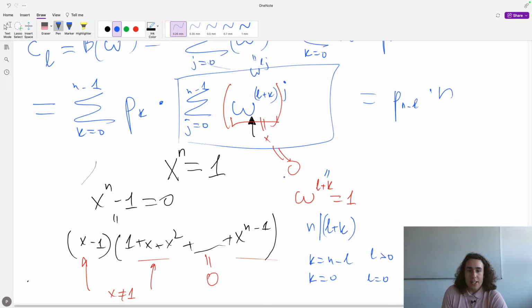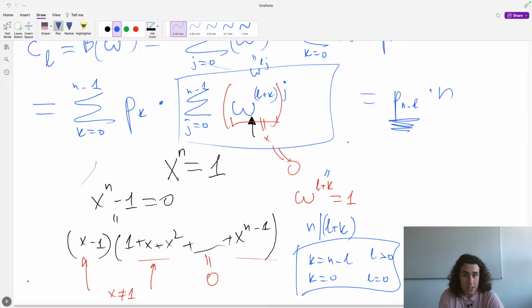Good, so we know that everything except for one specific index, which is exactly n minus l, goes to 0. And here, what do we have? We know that this value is 1. 1 to any power is 1. So we just sum up n once. So we get pk times n. This is exactly what we wanted.